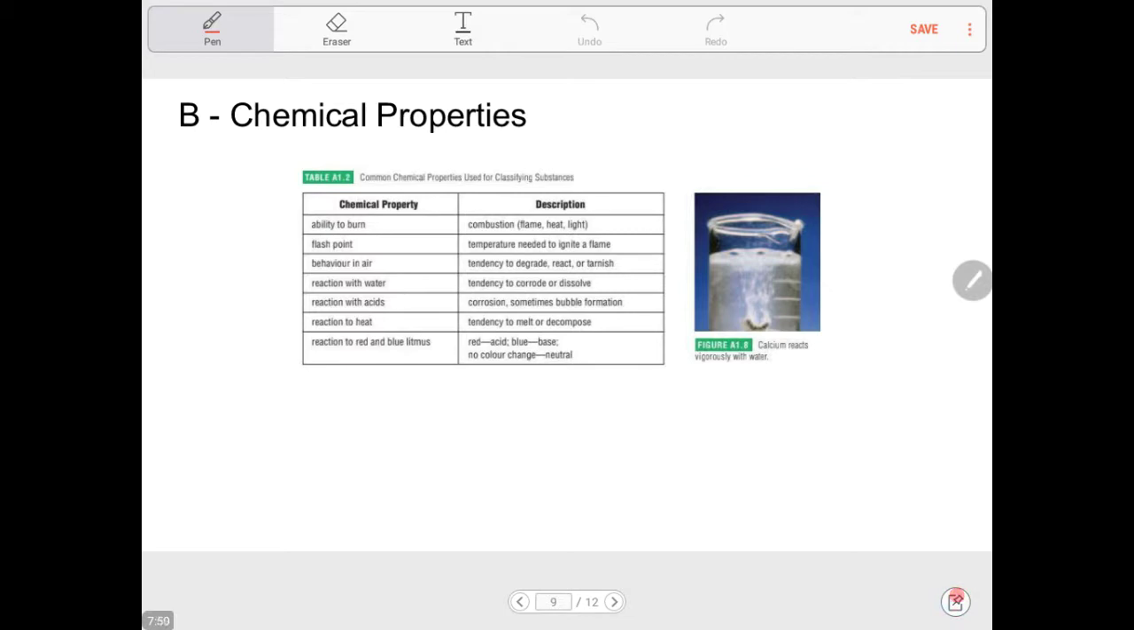Chemical properties are a little more exciting, perhaps. Here are your main ones. You have the ability to burn, flash point, behavior in air, reaction with water, reaction with acids, reaction to heat, reaction to blue and red litmus. Those are your cool chemical properties, okay?